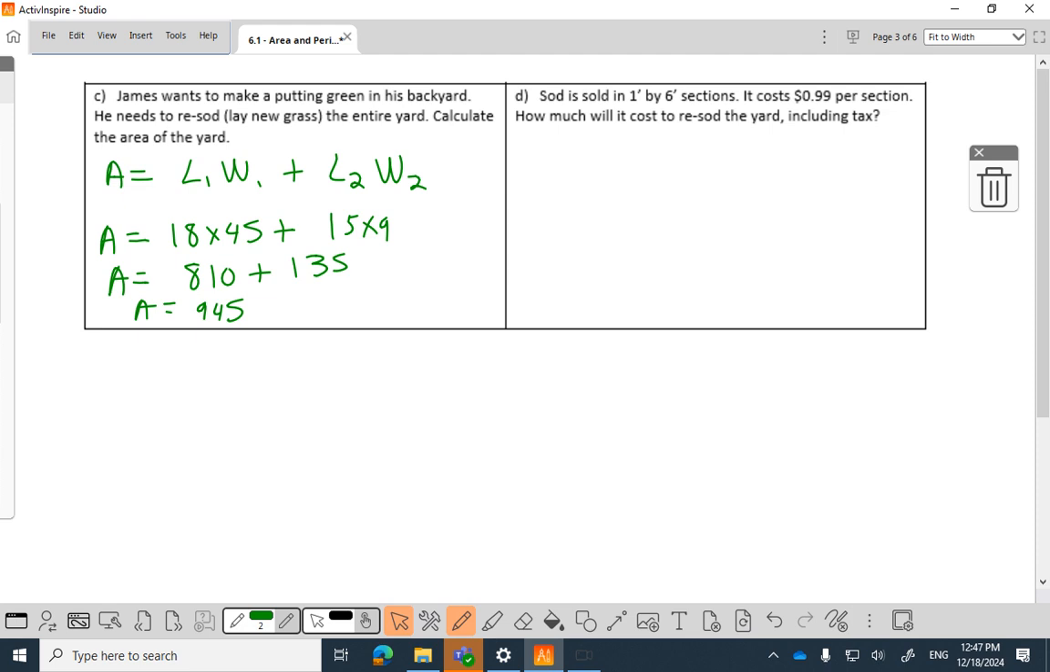Okay, now here we go. Sod is sold in 1 foot by 6 foot sections, all rolled up like one of those little jelly rolls.